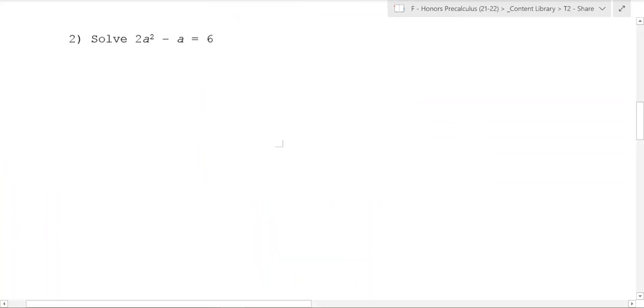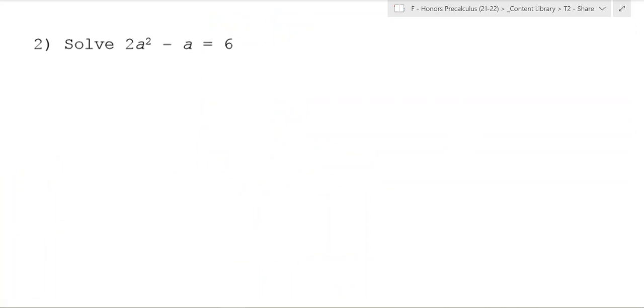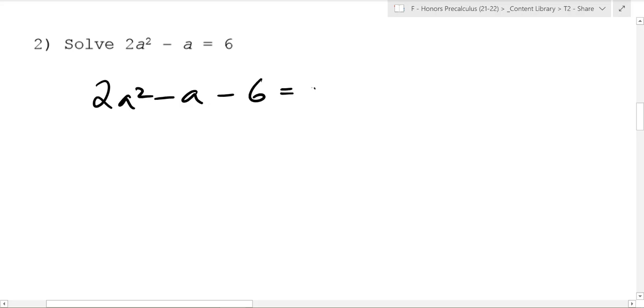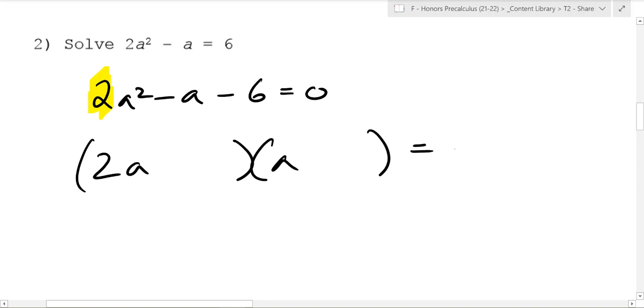So just as a warm-up for what's to come next, we need to remember how to solve something that looks like this. And what we're going to do first is set it equal to 0. So subtract 6. So 2a squared minus a minus 6 is equal to 0. And you need to remember how to factor when the leading coefficient is not 1. Well, it means you're going to have 2a, and it equals not a, it equals 0.